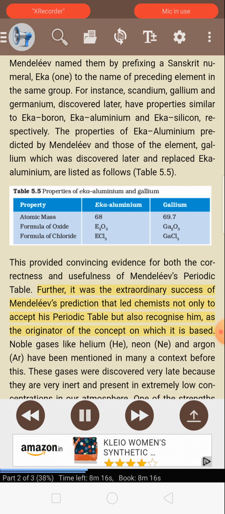Let us recall that the atomic number gives us the number of protons in the nucleus of an atom, and this number increases by 1 in going from one element to the next. Elements, when arranged in order of increasing atomic number, led us to the classification known as the modern periodic table, Table 5.6.